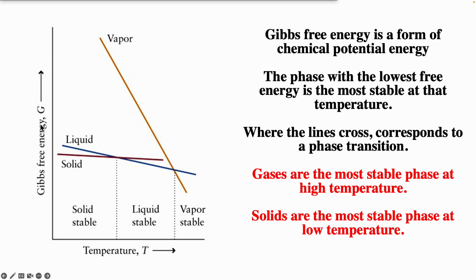And so if we plot Gibbs free energy versus temperature, what we'd see is we have these lines, if we're assuming delta H and delta S are temperature independent, which under small ranges is pretty good. Now, the lower the Gibbs free energy, the more stable. And so at low temperature, solids tend to be more stable. At high temperatures, gases seem to be most stable. Now, where the lines cross just corresponds to a phase transition. And so for this crossing, you're going from liquid to a gas. At this crossing, you're going from a solid to a liquid.